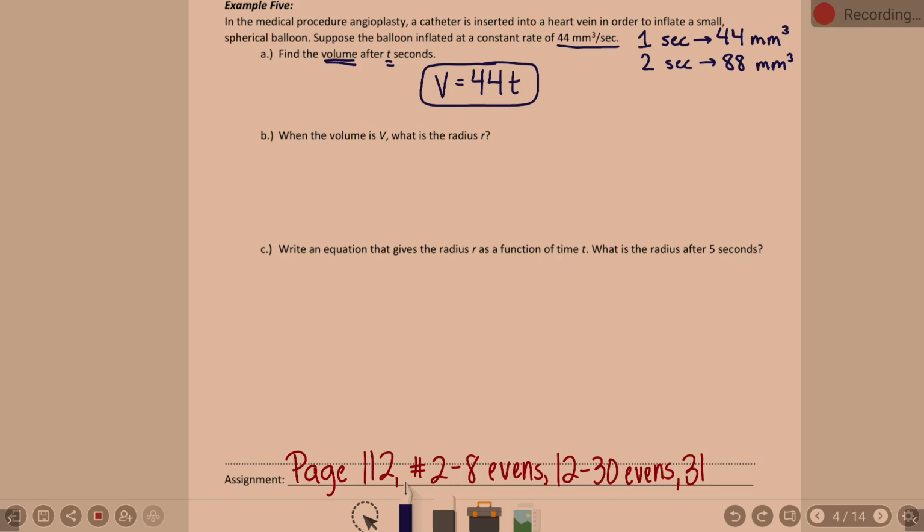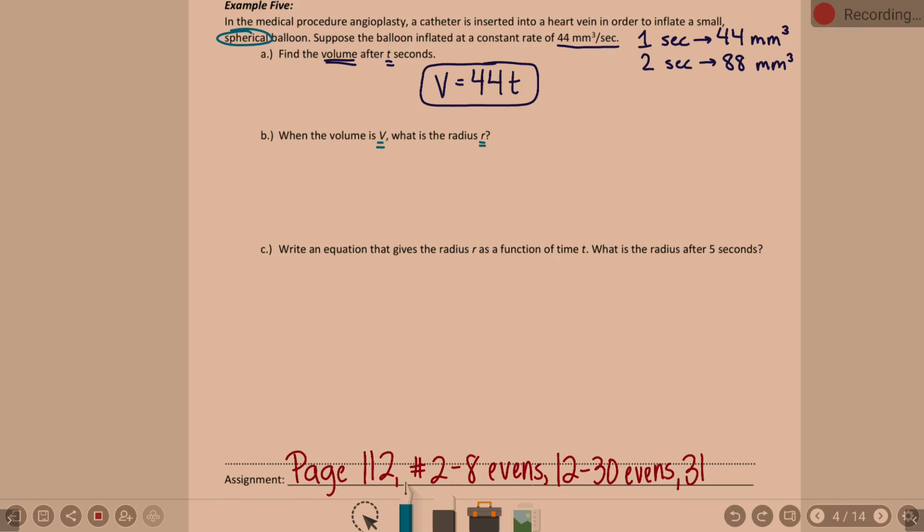Okay, let's look at B. When the volume is V, what is the radius? So I need an equation that connects volume and radius. Now, volume and radius of what shape? Sphere. This is a spherical balloon. They specifically told you. You're not having to guess what shape this balloon is. Okay? Spherical balloon.